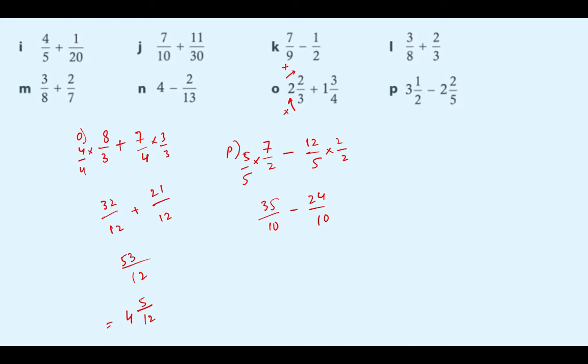And when you subtract 24 from 35, you get 11. So this is 11 over 10. And since the numerator is greater than the denominator, we can change it into a mixed fraction. 10 ones are 10 and 1 is the remainder. That's it for question number 1.